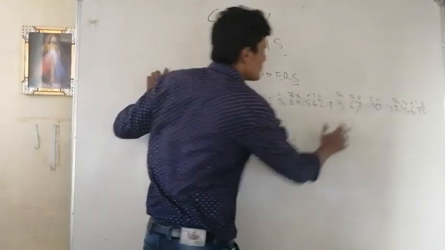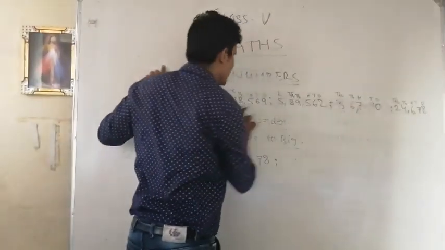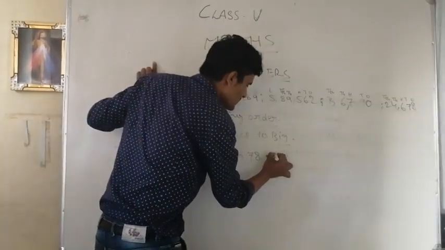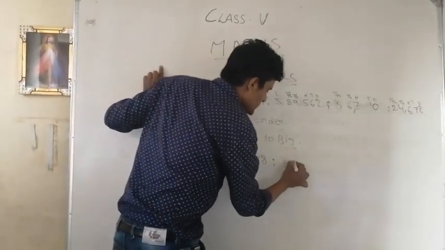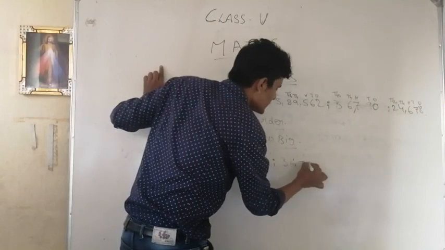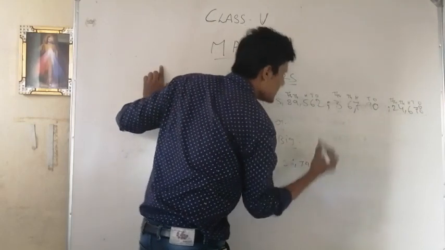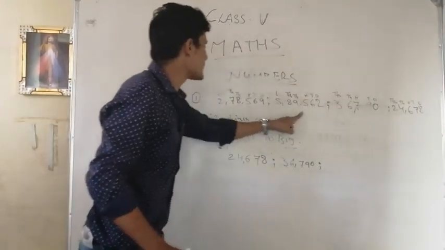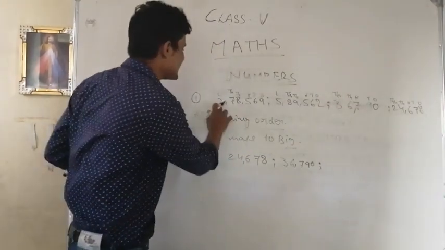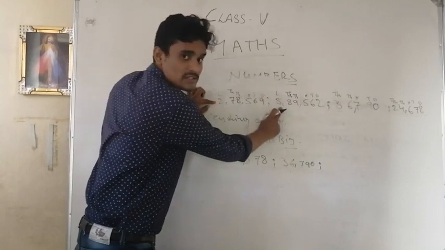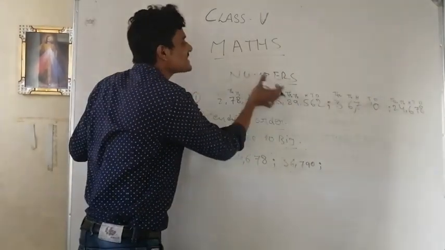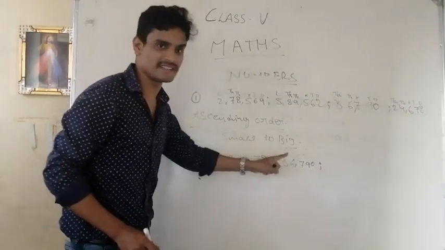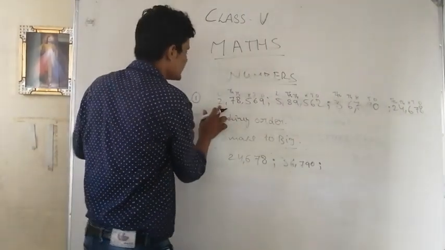Okay. Now what is the next one? We know that these two are bigger than these two. So then this is the next number, 36,790. What is the next number? We know that these two are over. And what about these two? This is also in the lakhs place and this is also in the lakhs place. Which is the smaller we need here? Why? Because ascending means small to big, right? So which is the smaller one? This is the smaller one.